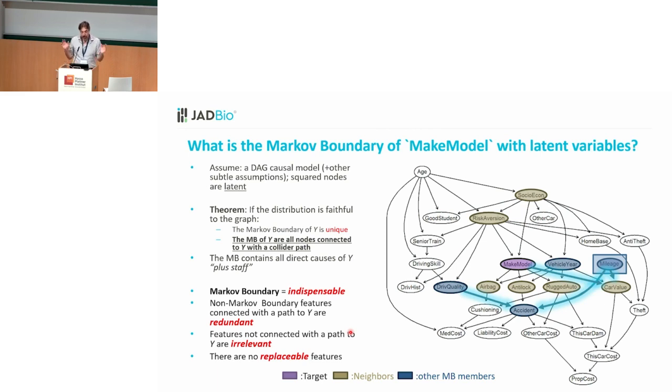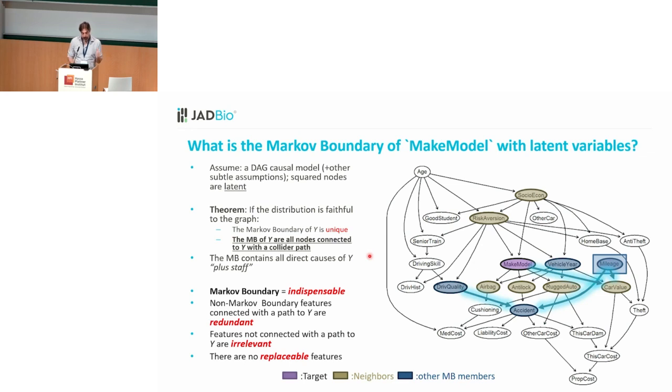So let's assume we have a causal model like that, and it's a DAG, no feedback cycles, but it may have some latent variables that you see here in squares. Here's what the theory tells us. It tells us that, first of all, the Markov boundary is unique. That's good. So no multiplicity of solutions, no replaceable features.